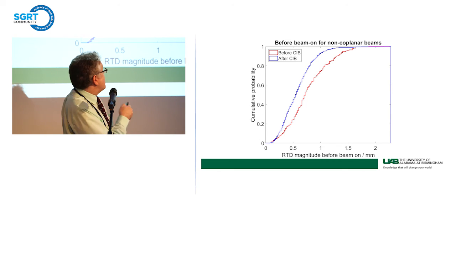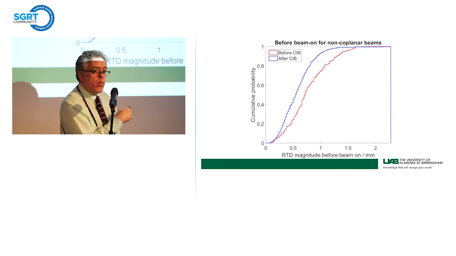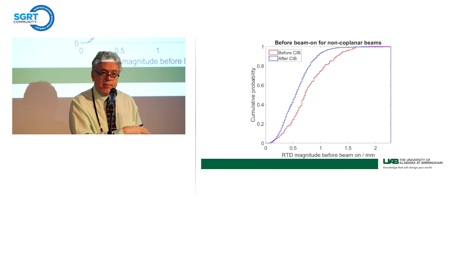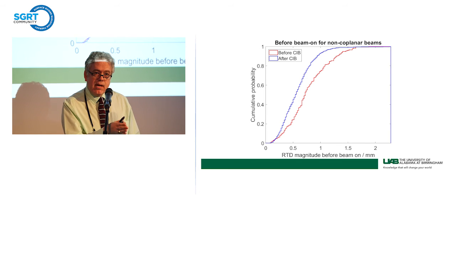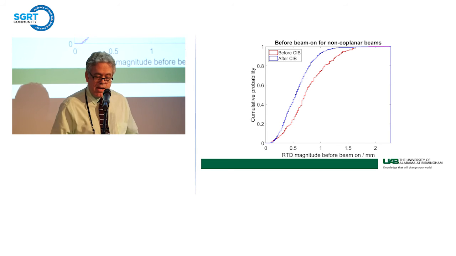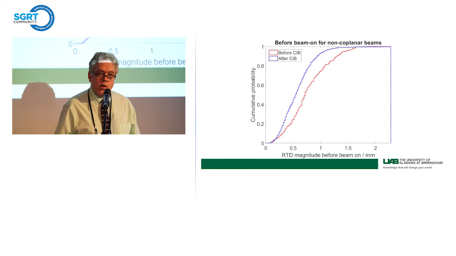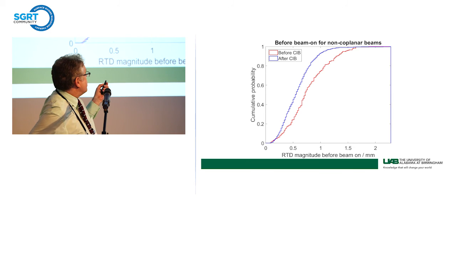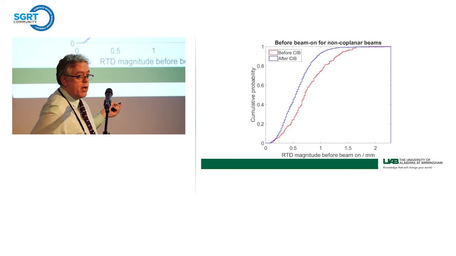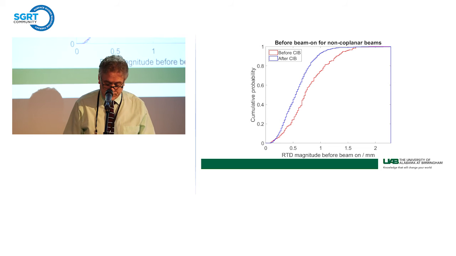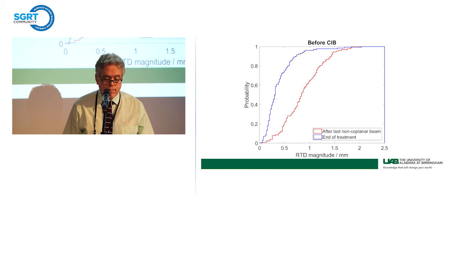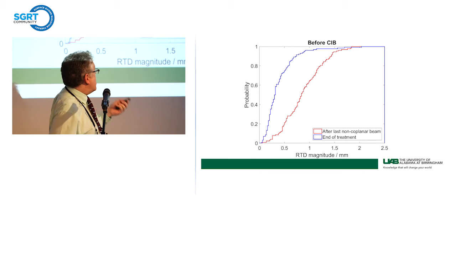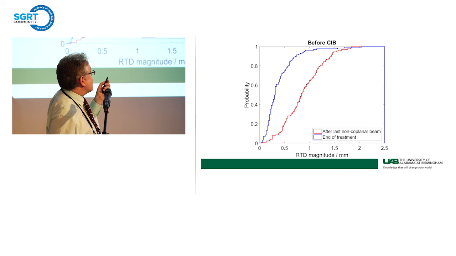So the red is between advanced camera optimization, but before the CIB, and the blue is after the CIB. And you can see a very notable difference, and the shift is about 0.2 of a millimeter. And you get a much lower incidence of these sort of millimeter plus excursions. So this is another way of looking at the data.